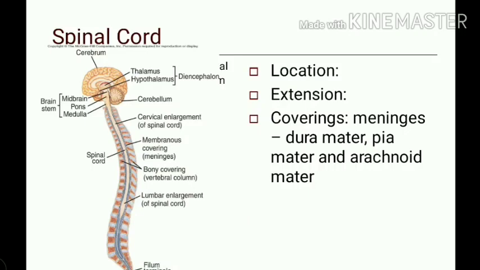Today we'll discuss the functional anatomy of the spinal cord. The spinal cord is located in the vertebral canal. It extends from the foramen magnum to the lower border of the first lumbar vertebra.